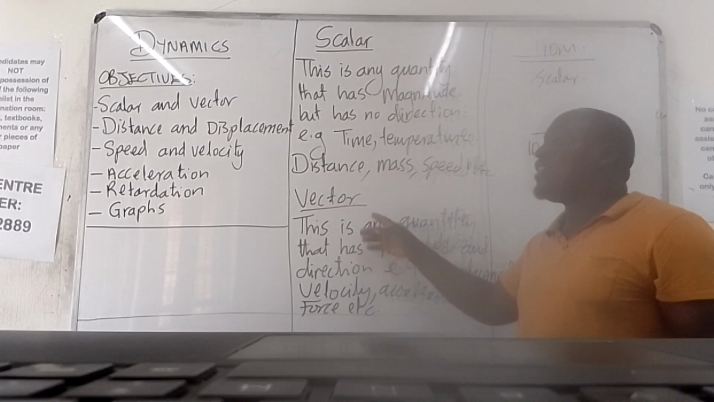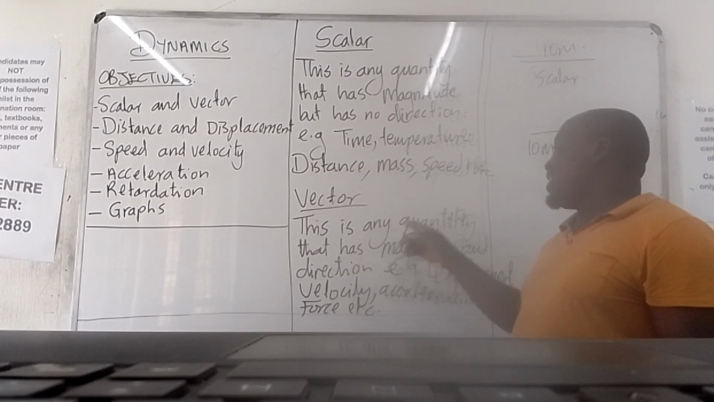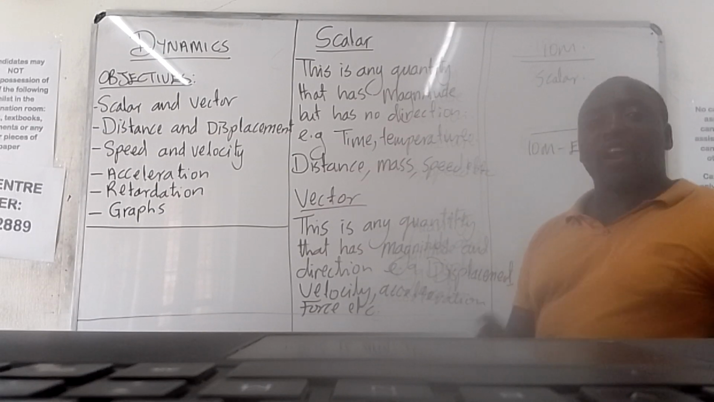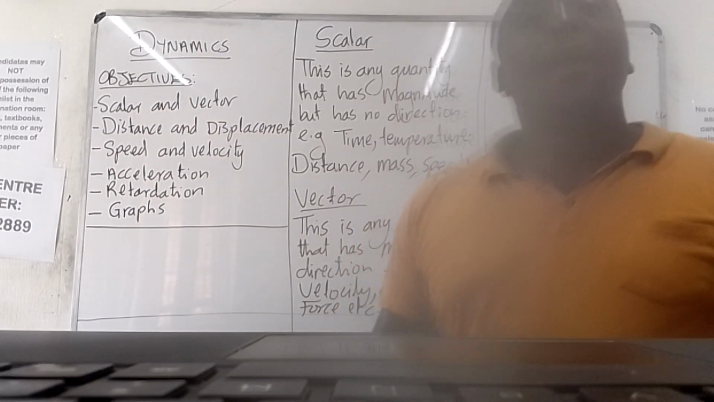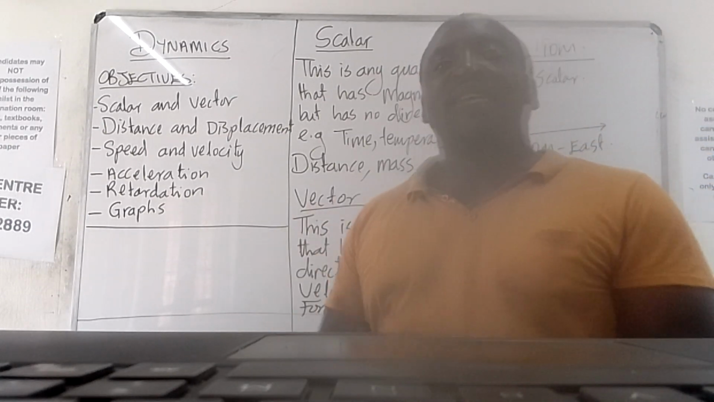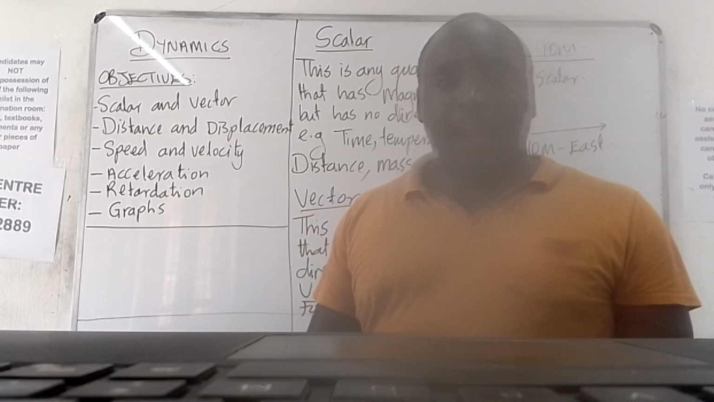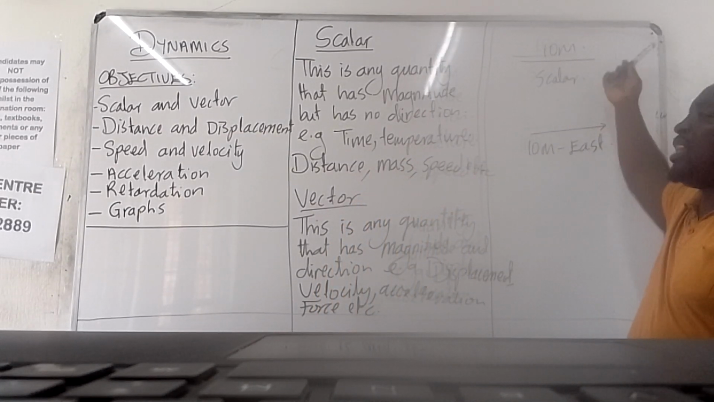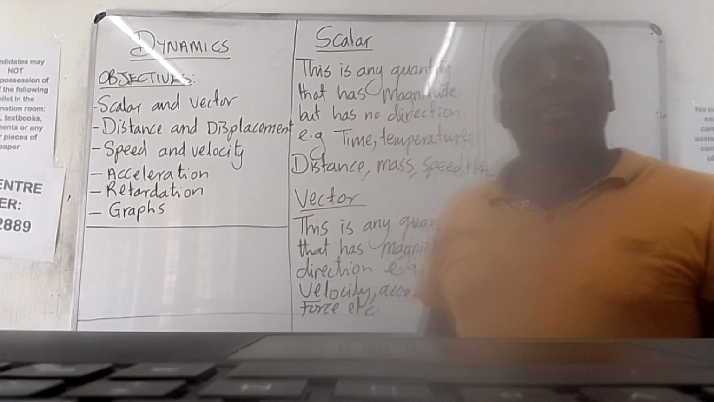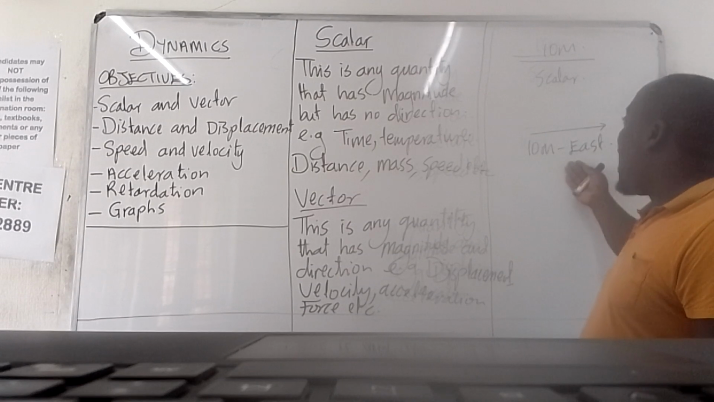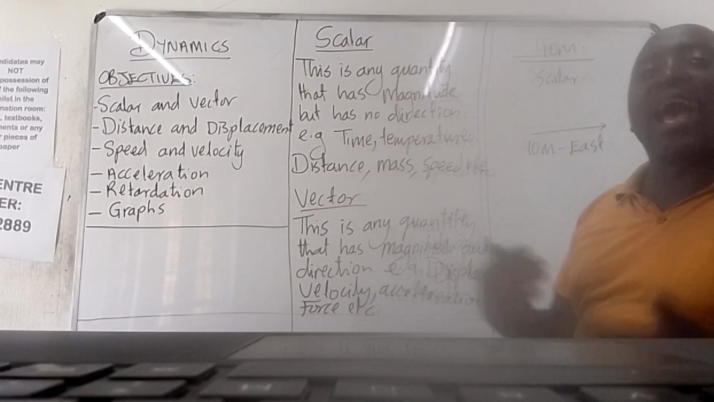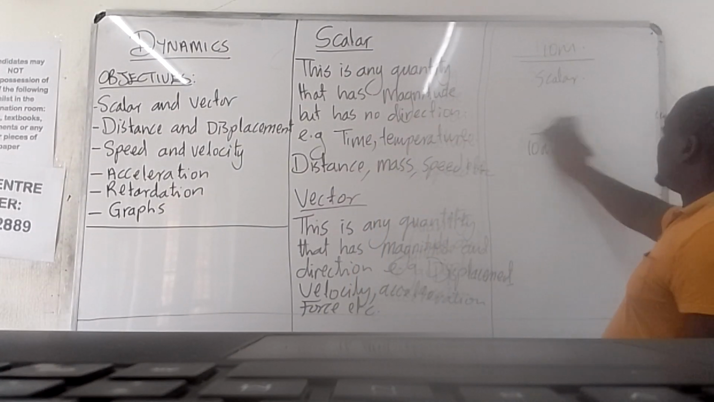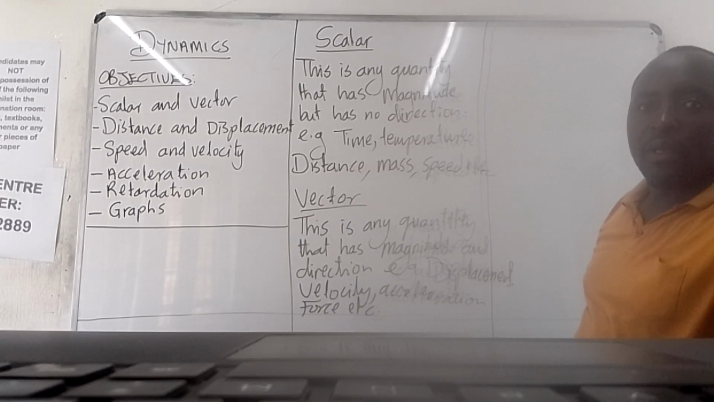Then it falls under vector, because a vector is any quantity that has magnitude and direction, e.g. displacement, velocity, acceleration, force, power, and so on. All these have magnitude and direction. For a scalar quantity, you just say 10 meters or 25 degrees Celsius. If it is a vector, we have 10 meters east. So these are examples you can get. Is there any question?